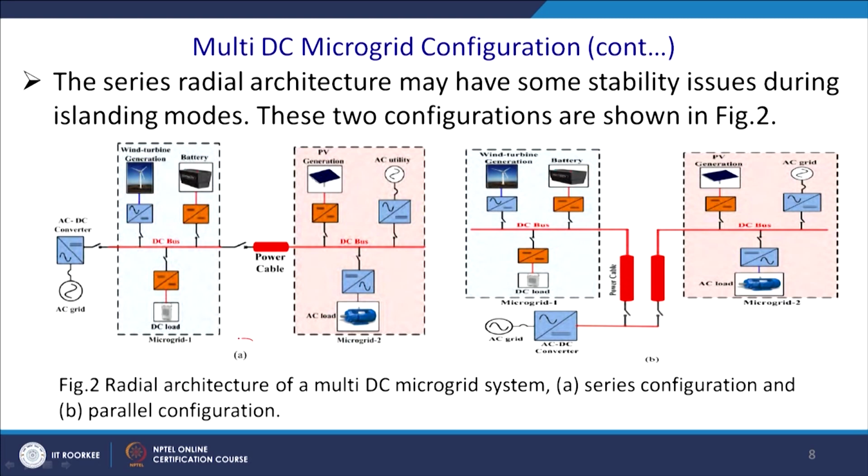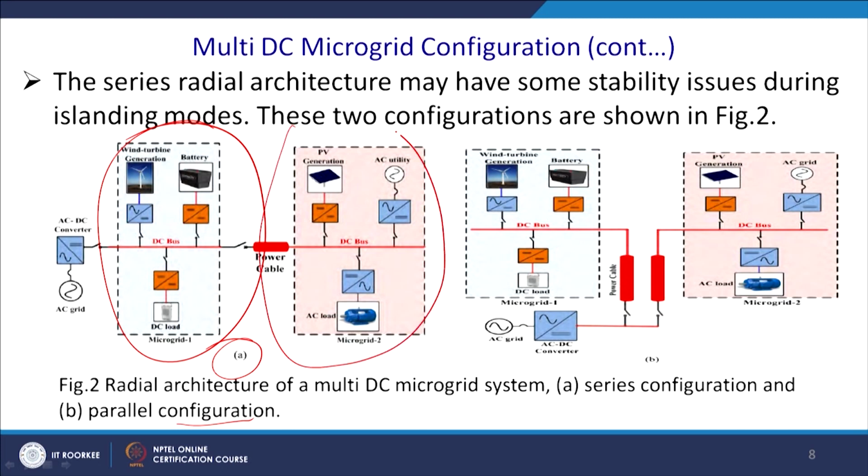So, we have different kinds of systems. Please check system A, that is the series configuration, and system B, the parallel configuration. This architecture may have some stability issues during the islanding mode, which I will come to a little later, but let us understand the configuration. This is a series, one microgrid, maybe our electrical department, and another in our campus, our neighbor, is the mechanical department.